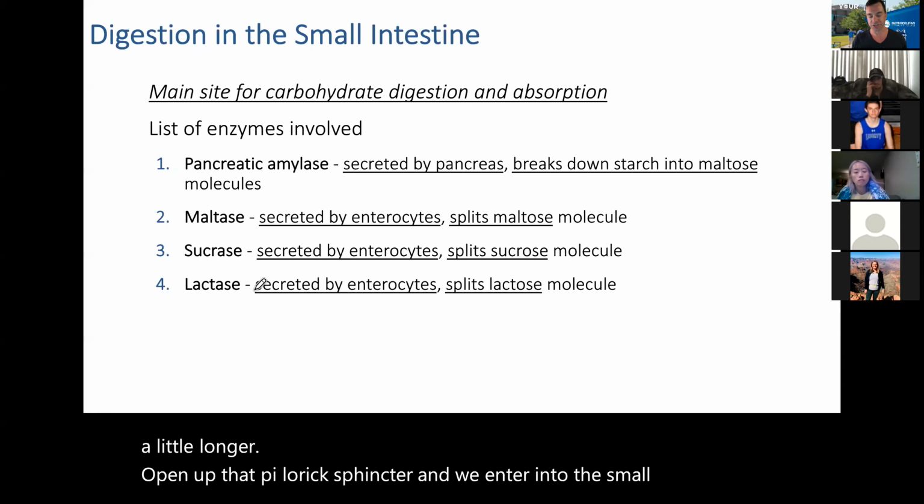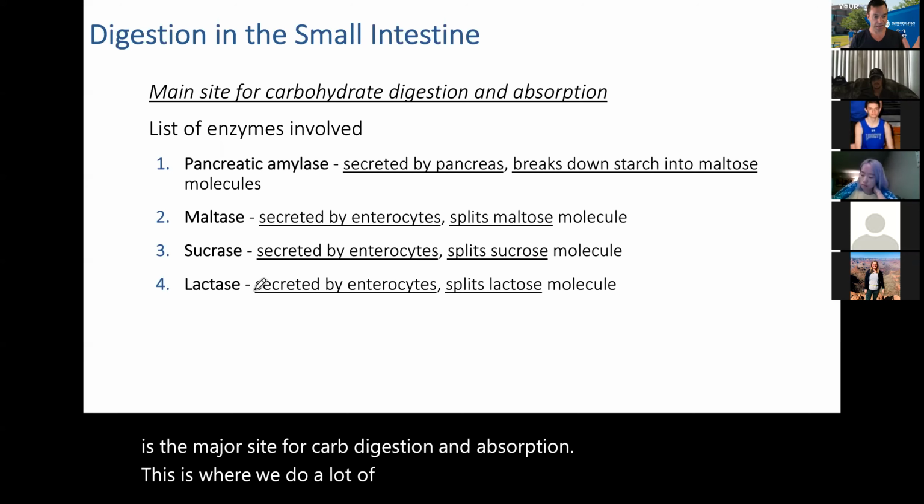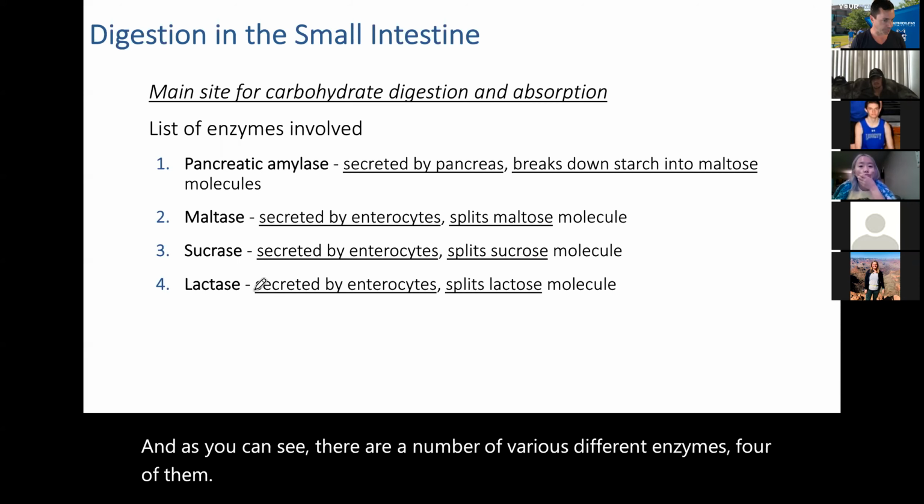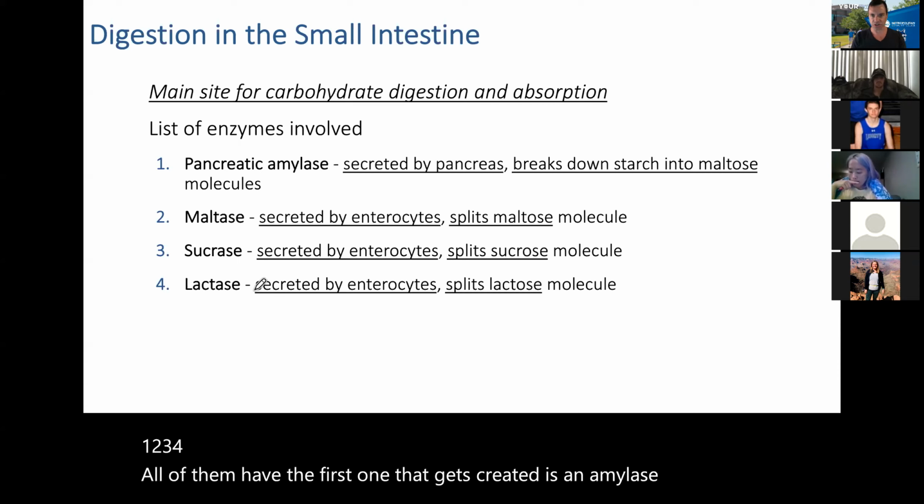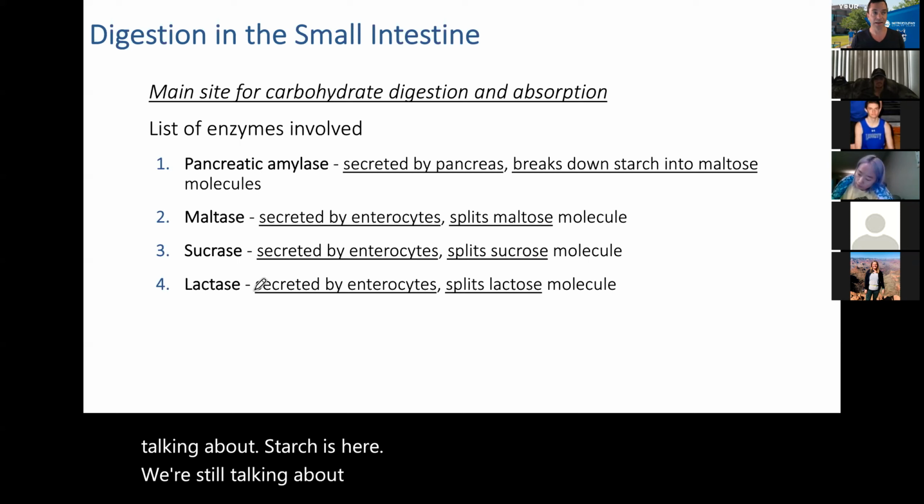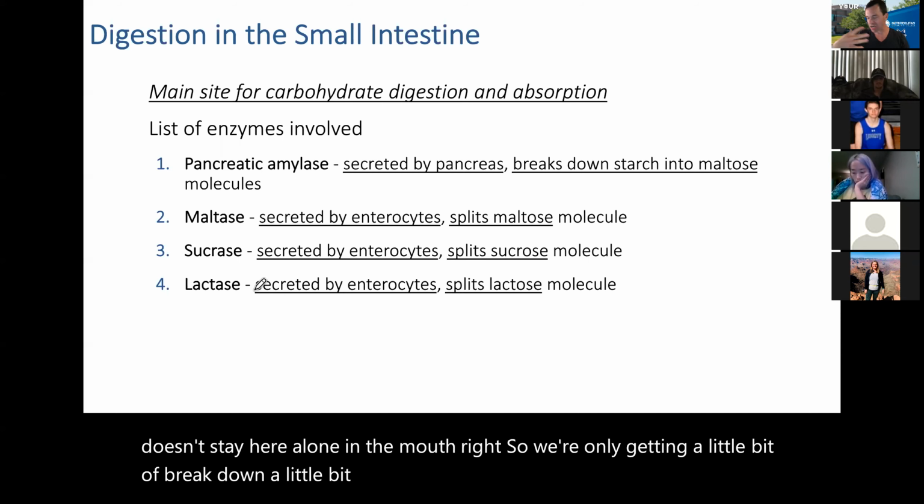This is the major site for carb digestion and absorption, okay? This is where we do a lot of legwork. And as you can see, there are a number of various different enzymes, four of them. One, two, three, four. The first one that gets secreted is an amylase, okay? We're still talking about starches here, something big. Again, like I said, food doesn't stay long in the mouth, right? So we're only getting a little bit of breakdown, a little bit of cutting up that huge complex starch molecule.